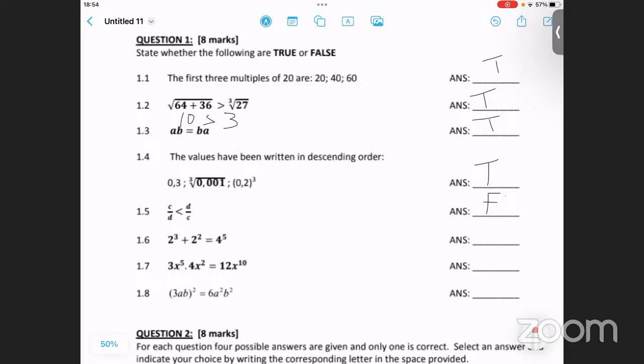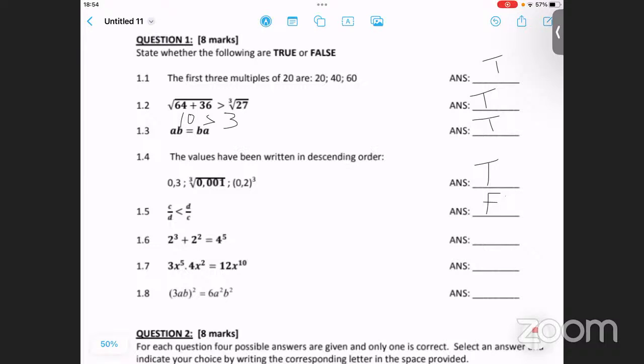We have 2 to the power of 3 plus 2 to the power of 2 is equal to 4 to the power of 5. Is that correct? What is 2 to the power of 3? Ma'am, it's 8. 8. And then 2 to the power of 2? It's 4. 4. So 8 plus 4, it's what? It's equal to 12, ma'am. 12. And 4 to the power of 5.